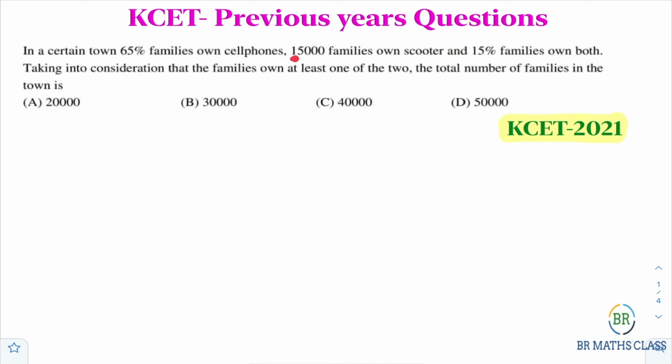Okay. 15,000 families own scooter. You observe this is not in percentages. And 15% of families own both. That means 15% of families have a scooter as well as a cell phone. Taking into consideration that the families own at least one of the two. Here they are trying to say that in that town, any family contains at least one of these two, a cell phone or a scooter. Then what they are asking is the total number of families in the town.